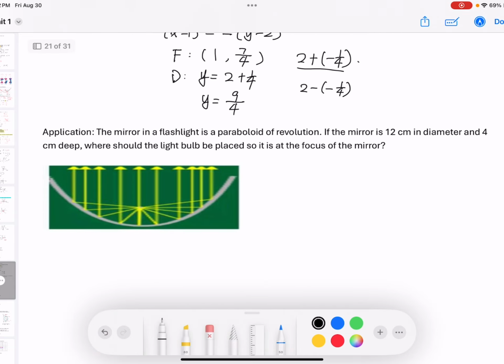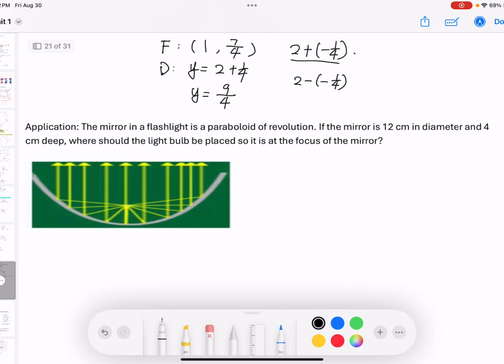Okay, let's see the next example. This is an application question. Read the question, pause the video. The mirror in a flashlight is a paraboloid of revolution. If the mirror is 12 centimeters in diameter and 4 centimeters deep, where should the light bulb be placed? So it is the focus of the mirror. So we convert this one to be the math question.